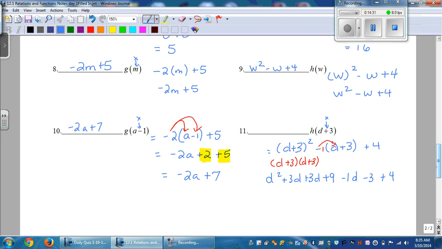Combine your like terms. The only d squared term I have is here, so that'll go first. All the terms that have d's with them, 3d plus 3d, I'm at 6d, minus 1d. Where am I at? I'm at 5d. And last but not least, we have 9 minus 3 plus 4. We're at 10.